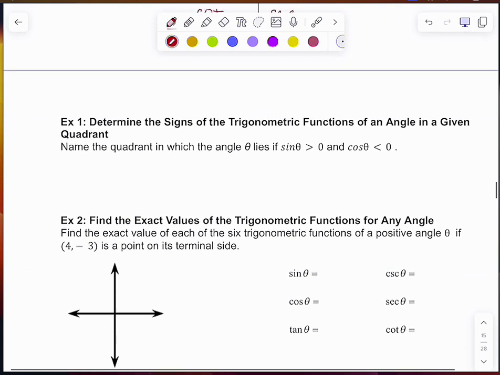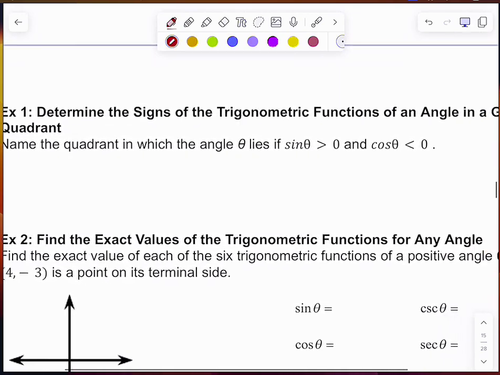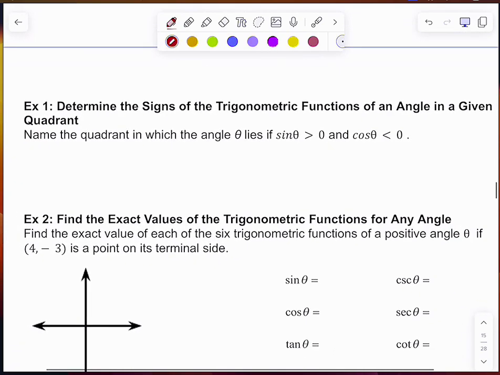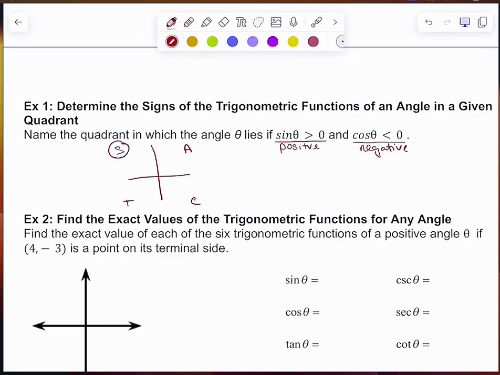Okay. First practice. Name the quadrant where the angle lies if you know that the sine of the angle is positive. If sine of theta is greater than 0, it's positive. And the cosine of theta is negative. What quadrant do we have to be in? So it's All Students Take Calc. Sine is positive, cosine is negative. We're going to land in quadrant 2.